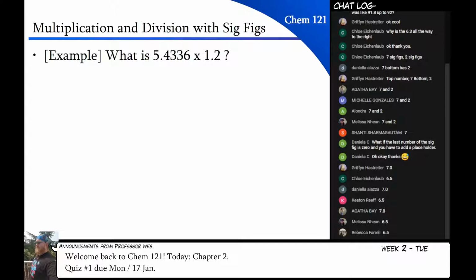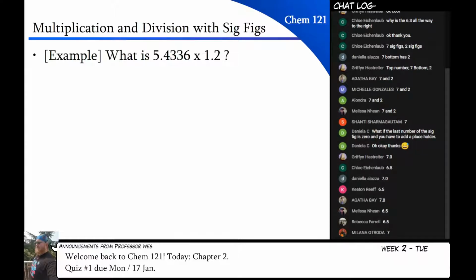All right. So let's punch this in the calculator. When I do this, 5.4336 times 1.2, the number I get is 6.52032. How many significant figures should my answer have?